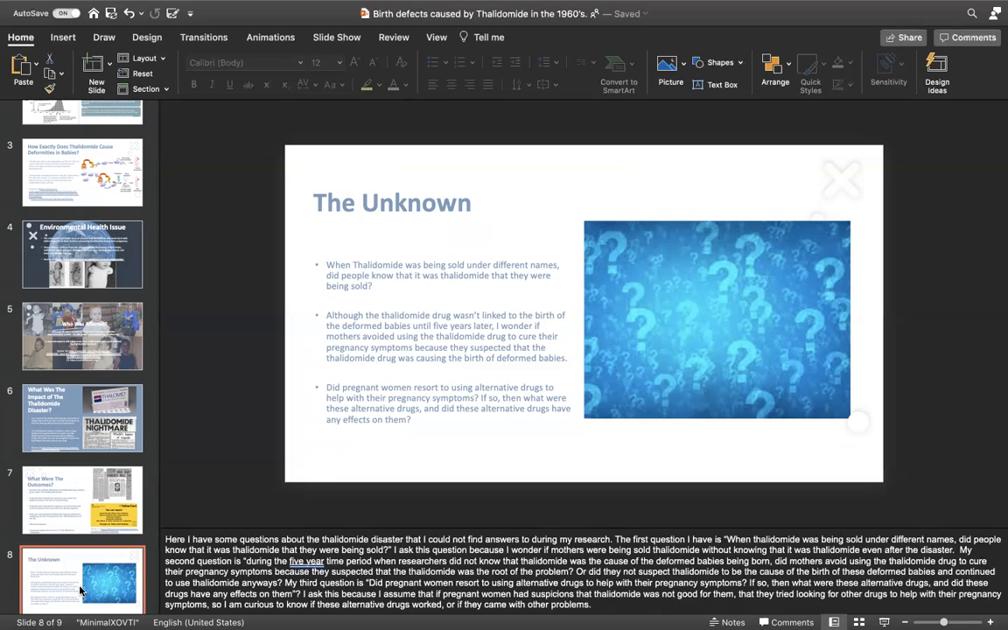My third question is, did pregnant women resort to using alternative drugs to help with their pregnancy symptoms? If so, then what were these alternative drugs, and did these drugs have any effects on them? I ask this because I assume that if pregnant women had suspicions that thalidomide was not good for them, they tried looking for other drugs to help with their pregnancy symptoms. So I'm curious to know if these alternative drugs worked or if they came with other problems.